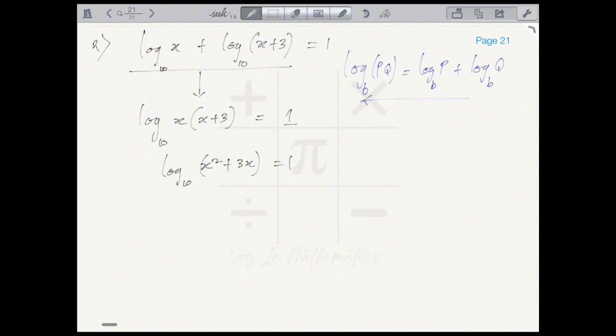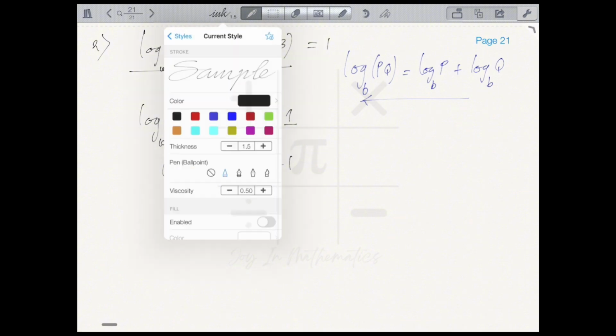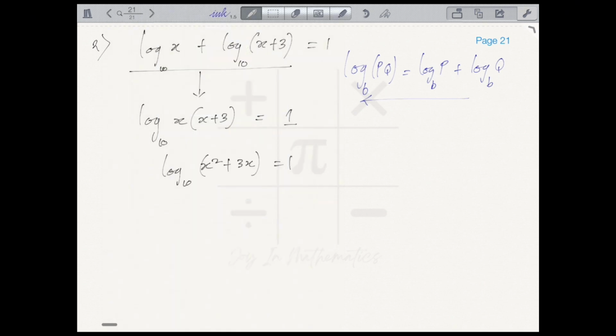Now to simplify this, we are going to convert this logarithm form to index form, and the principle behind this says x raised to the power n is equal to y, and in the logarithm form we have log y to base x is equal to n.